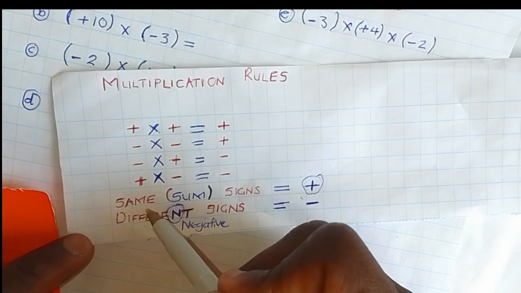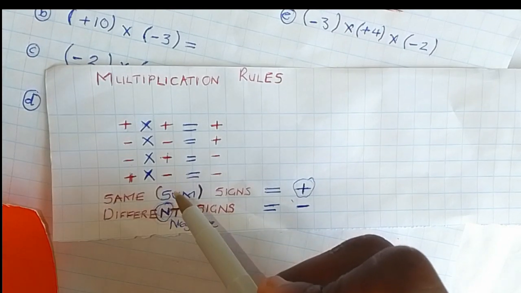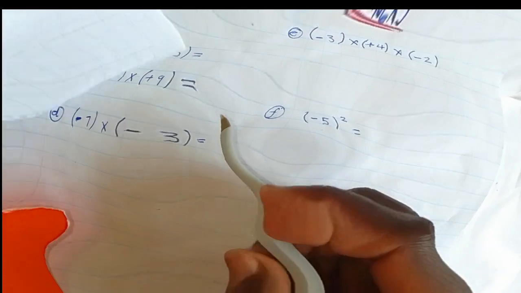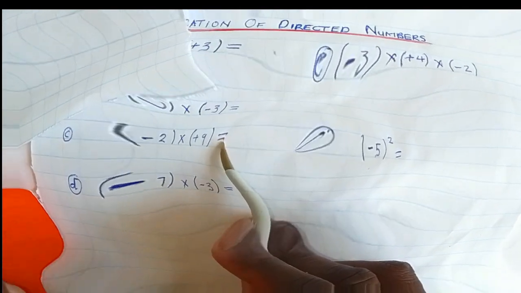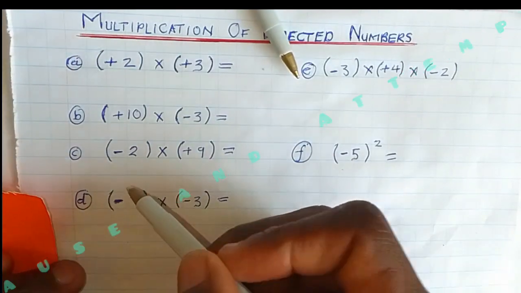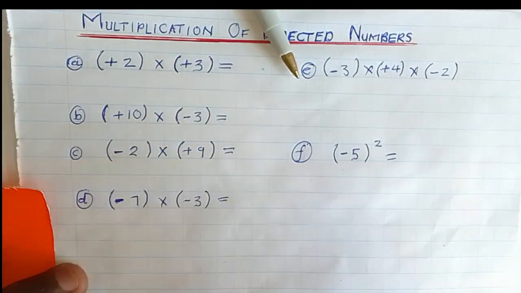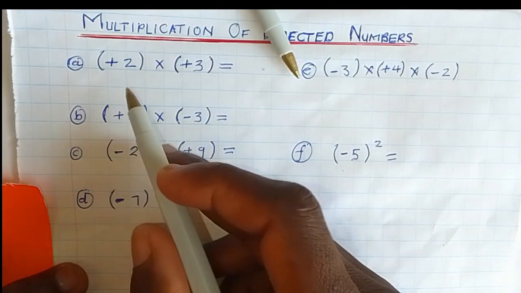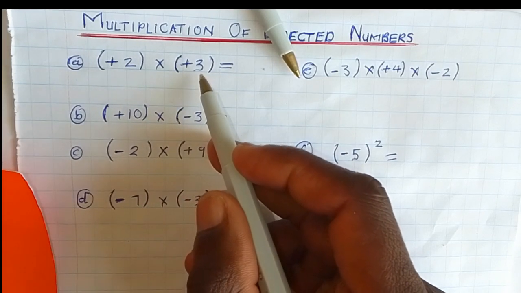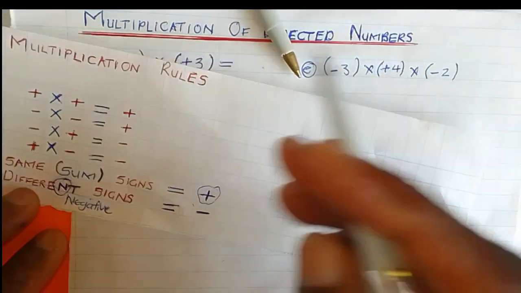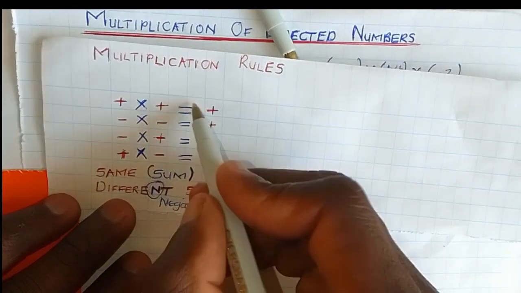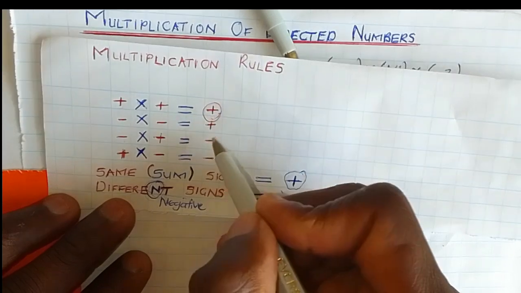So let's put all this knowledge into good use. Let's now attempt some examples together. The first example that we are going to attempt is this one. We have positive 2 multiplied by positive 3. So remember from our rules, a positive number multiplied by a positive number, the result will be positive.